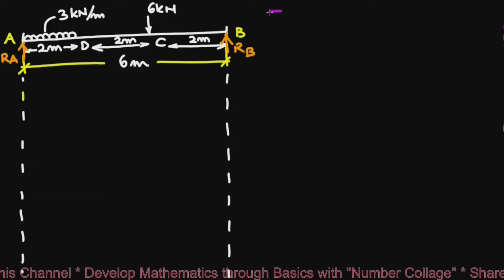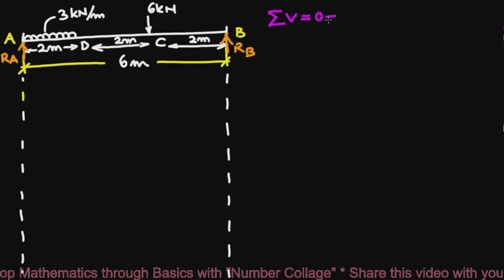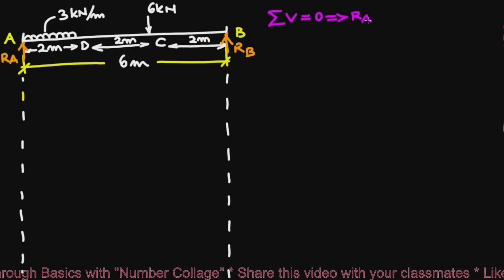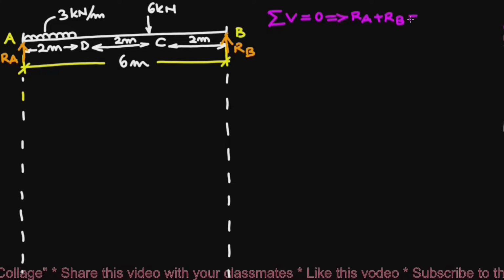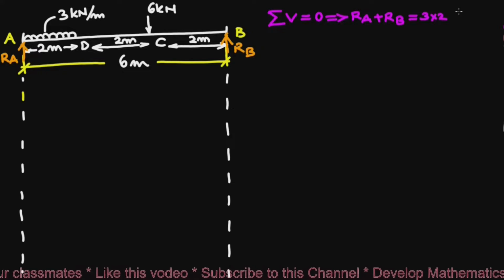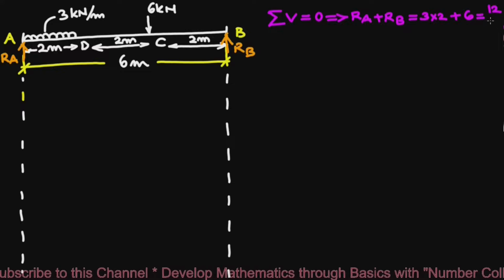So according to the first rule, sum of vertical forces equals 0 gives us vertically upward forces, that is reactions RA plus RB, will be equal to downward UDL 3 multiplied by its span 2 plus downward point load 6, so it will be 12 kilonewton.